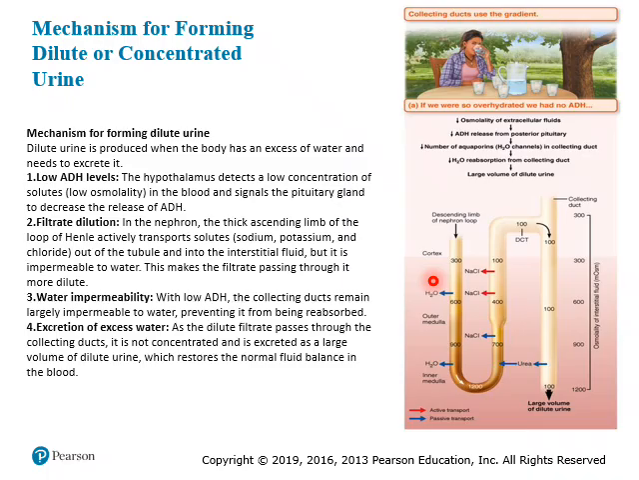With the low antidiuretic hormone, the collecting ducts remain largely impermeable to water, preventing it from being reabsorbed. So for the excretion of water, as the dilute filtrate passes through the collecting ducts, it is not concentrated and is excreted as a large volume of dilute urine, which pretty much restores the normal fluid balance in the blood. These are the three mechanisms for forming dilute urine.